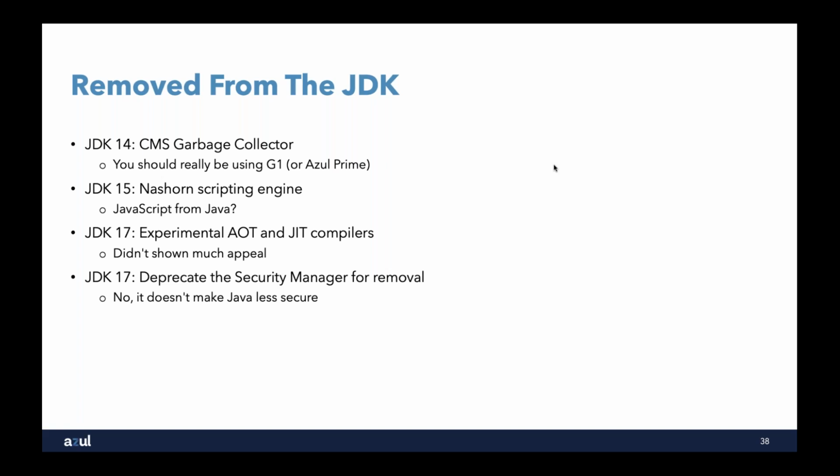JDK 17: the experimental ahead-of-time and JIT compilers were removed. They were introduced, I think, in JDK 13. I'd have to check that, but they were introduced earlier with the idea of looking at whether that made sense. Not many people have used them, but just be aware that if you had used them, in JDK 17 they've been removed.